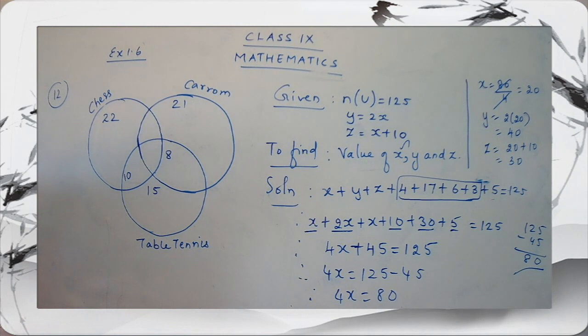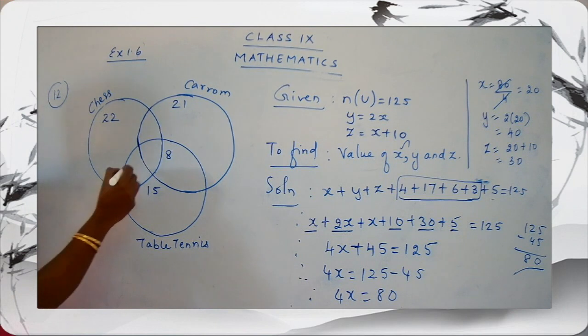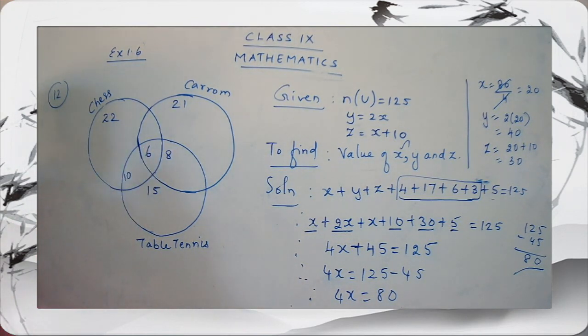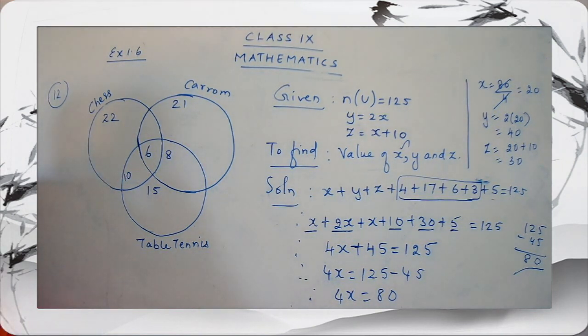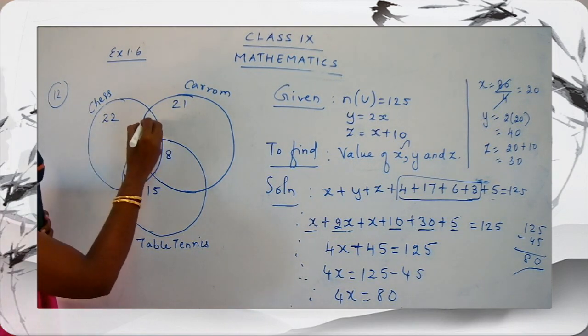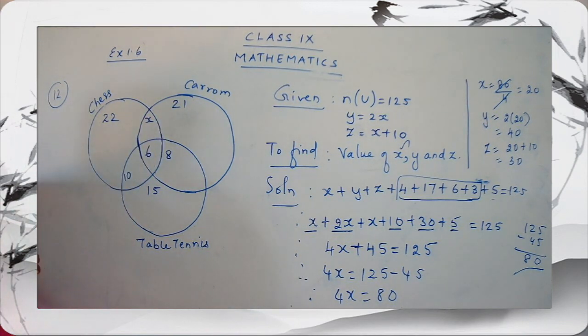Next. 6 play all the 3 games. So here I got the information that 6 children are going to play all the 3 games. They are going to take part in carom, chess and table tennis. Now here one thing is unknown. What is unknown? I don't know the number of children who play chess and carom. So I'm going to take this number as X. Take the number as X.